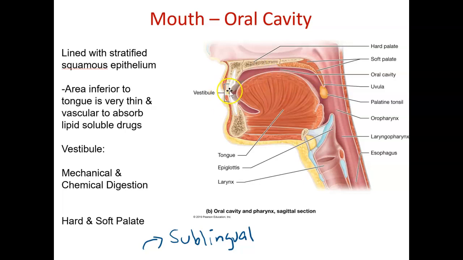The vestibule is the little space between your teeth and your lips. So I always say that's where you would put your chew. So a little space there.